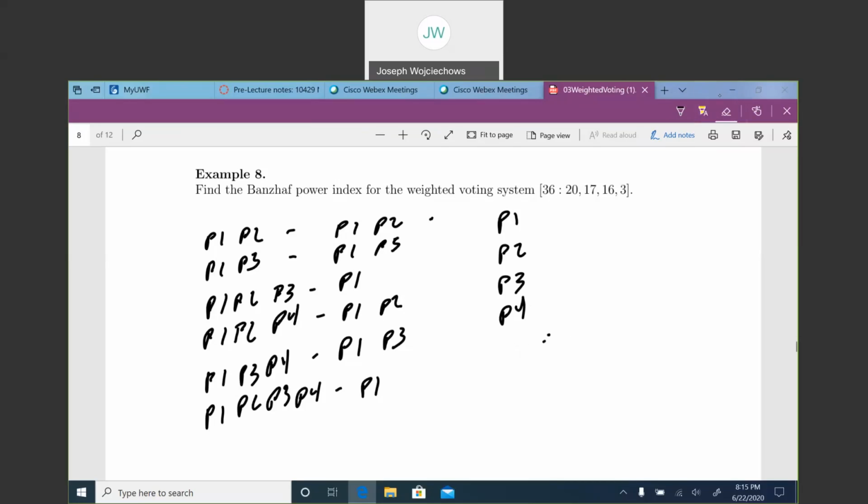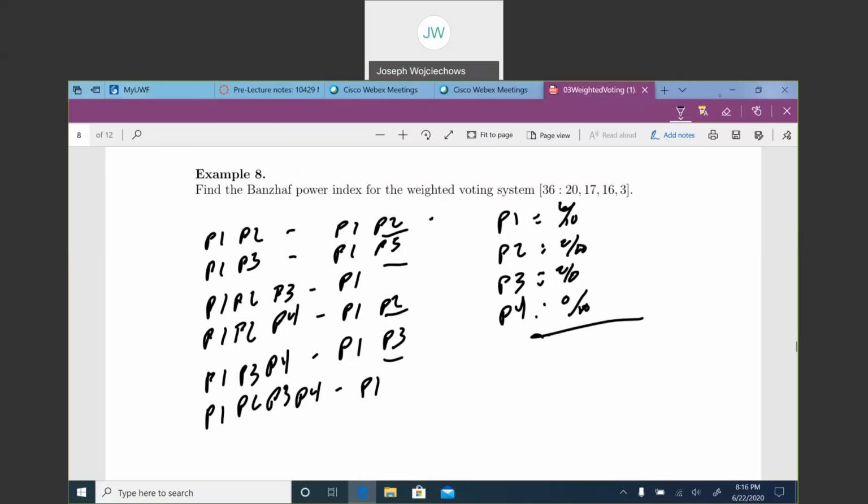I'm counting too many players. So player 4 is critical in 0 out of 10. Player 3 is 1, 2 out of 10. Player 2 is 1, 2 out of 10. And player 1 is 6 out of 10.